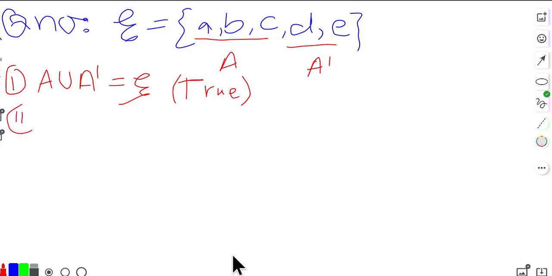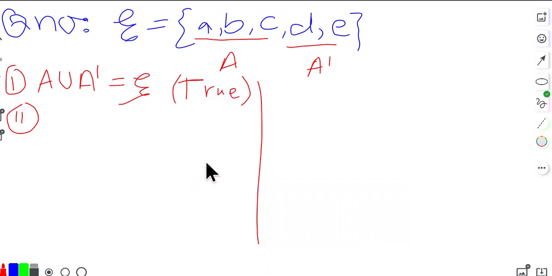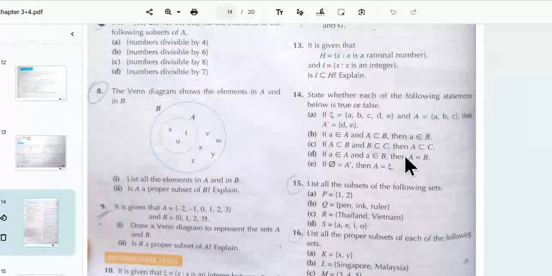Now moving to the second part. A belongs to A and A is a subset of B. A belongs to A: this element belongs to set A. Yes, this is correct. But here it is mentioned that A belongs to set B. No. According to this statement, A belongs to set B.